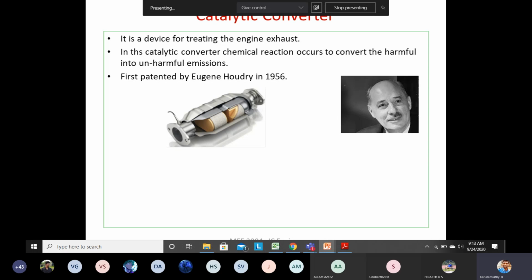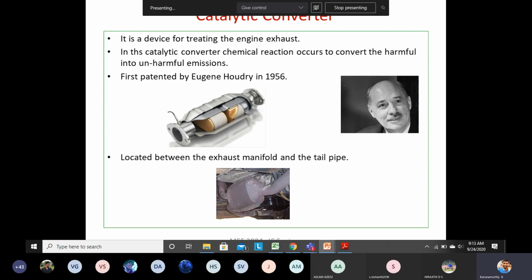So this is Eugene Houdry, and this catalytic converter is placed in between the exhaust manifold and the tailpipe. If you see this diagram, this is the exhaust pipeline from a two-wheeler, right? This is the engine exhaust, this is the exhaust manifold, and this is the tailpipe. In between the exhaust manifold and the tailpipe, we have provided the catalytic converter in order to control the harmful emissions.